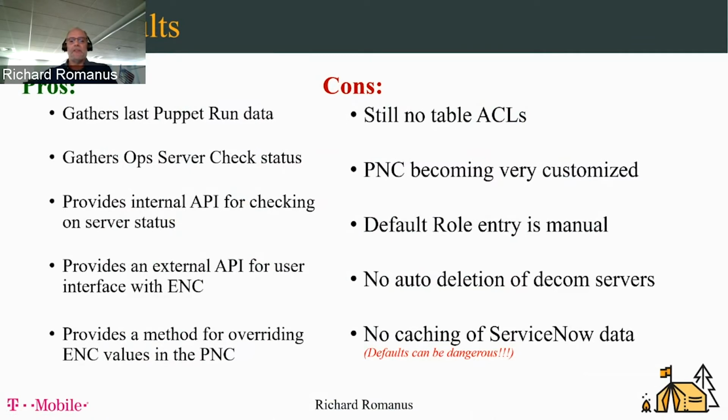However, some of the other cons that existed in the latest ENC version include extensive customization for our PNC, very customized, no auto creation of the default role entries in the business groups for a business group in the ENC role table, and no auto deletion of decommissioned servers, and then also no data caching with the ServiceNow data. So as we've become more reliant on that ServiceNow data, having that data always available in our Puppet code is very important, because without it, we tend to fall back to default settings. And though this might be okay in certain situations, they can be very dangerous in other situations, like when you consider location information.